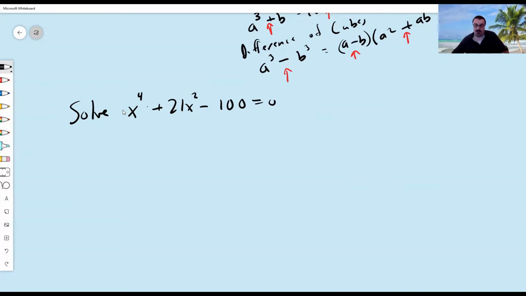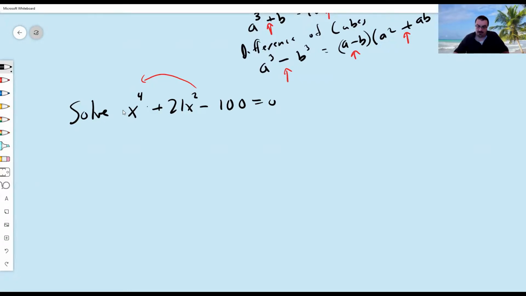Now, as you saw in the previous video, this is quadratic in form, right? You have a constant, a square, and the first exponent is double your middle term's. So the 4, right, is double the 2. So we can factor this, just in terms of x squares instead of x's.